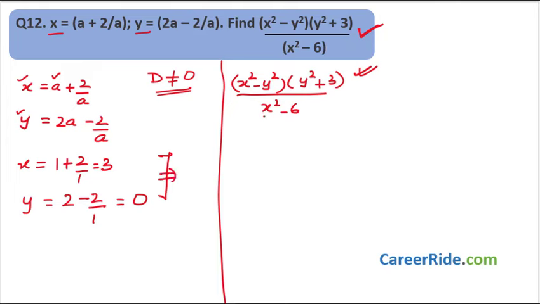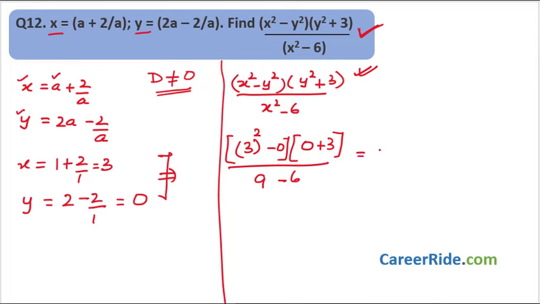Now let us place the values in the expression that I want to find out. So x square is 3 square, y square 0, y square again 0 plus 3 divided by x square means 9 minus 6. This is what? This is equal to 9 into 3 divided by 3. So the answer for this question is just 9. Very, very easy question. Nothing difficult at all. Pretty simple. All that you have to do is use the power of substitution. Okay. Let's move on to the next one.